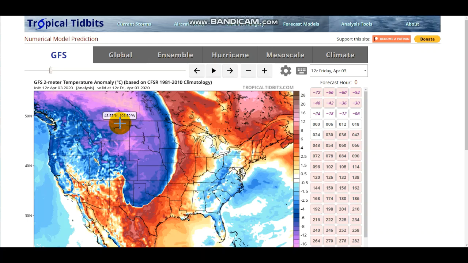So right now, let's look at the GFS model, the Global Forecast System. We're looking at the 2-meter temperature anomaly. This is in Celsius, so the bright orange is only 6 degrees, which isn't too awfully much. In Fahrenheit, that equates to around 12 to 15 degrees above or below average.